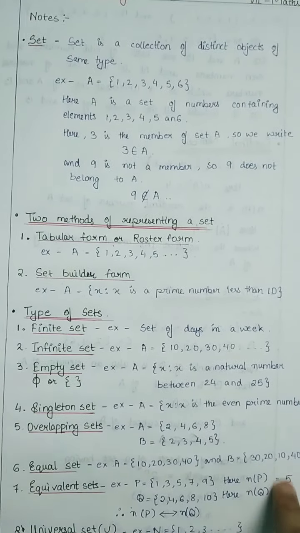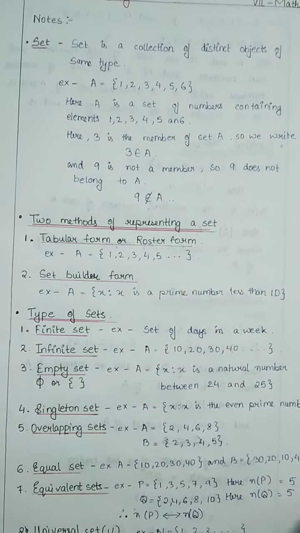So that's why they are known as equivalent sets. Okay, how do we denote it? How do we write it? We write it like this: n(P) ↔ n(Q). That means they're equivalent.